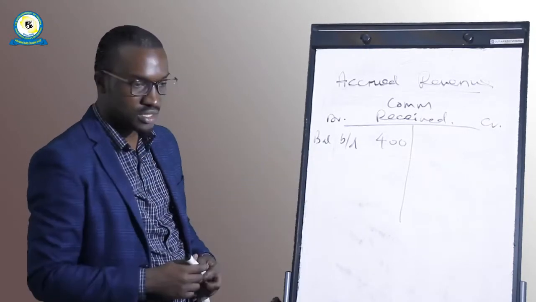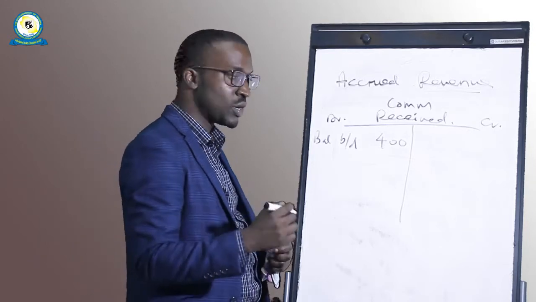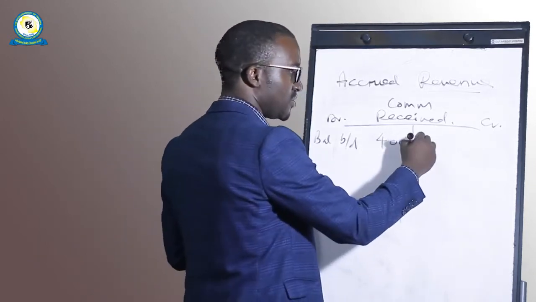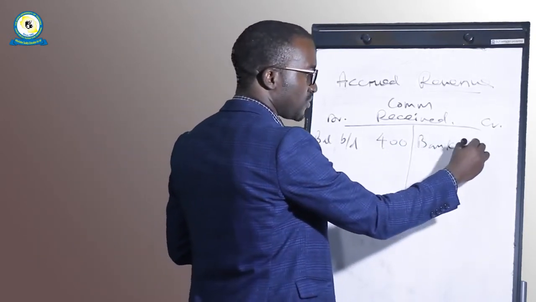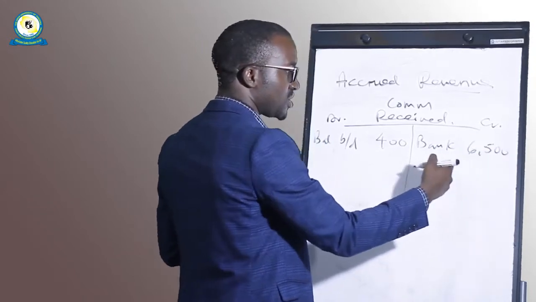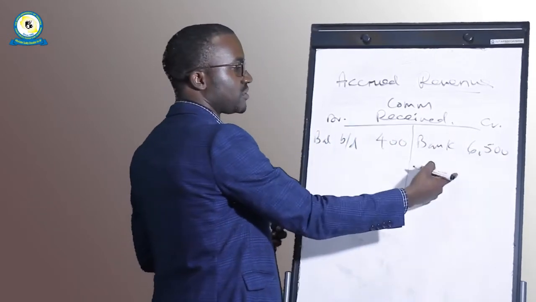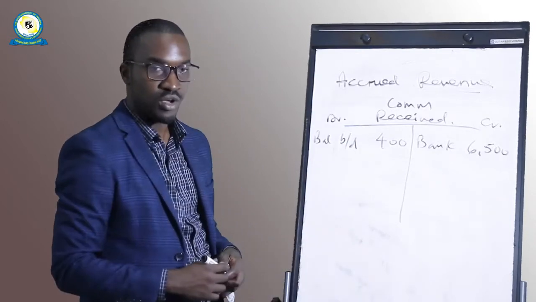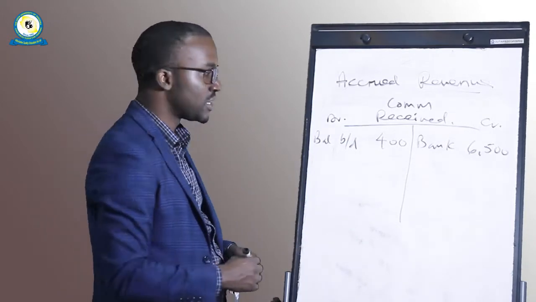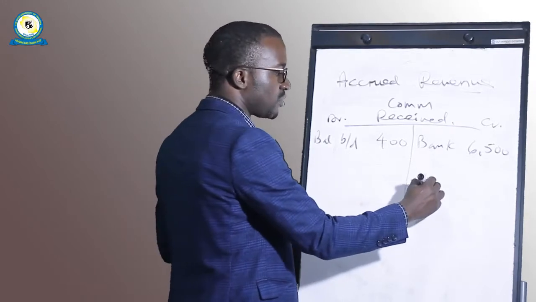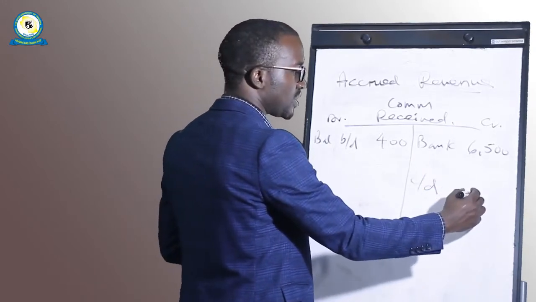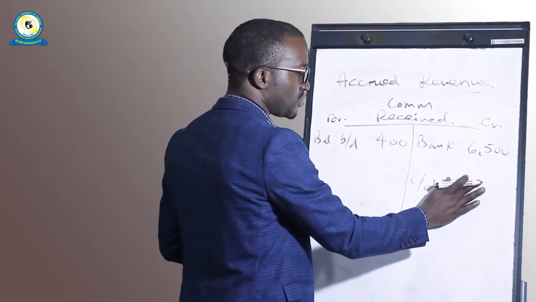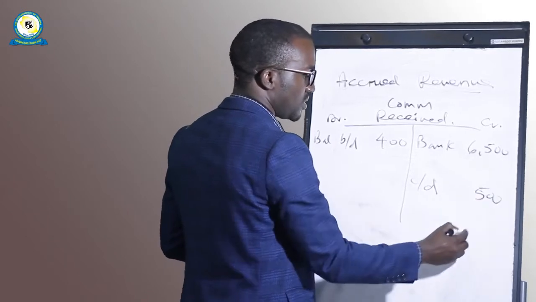It should be debited. But we are also told during the year we received a commission of 6,500. So since you receive commission, it is going to be credited. And then we are also told that at the end of the year, we were supposed to receive some amount of money, but we did not receive that amount. That amounted to 500, okay?